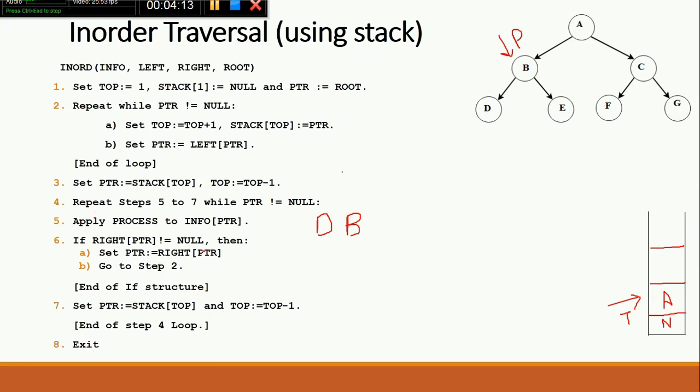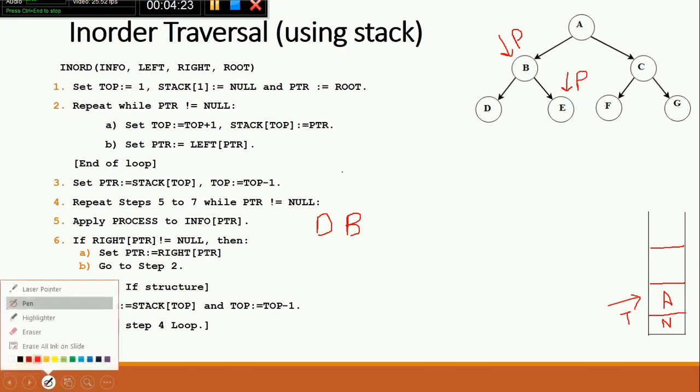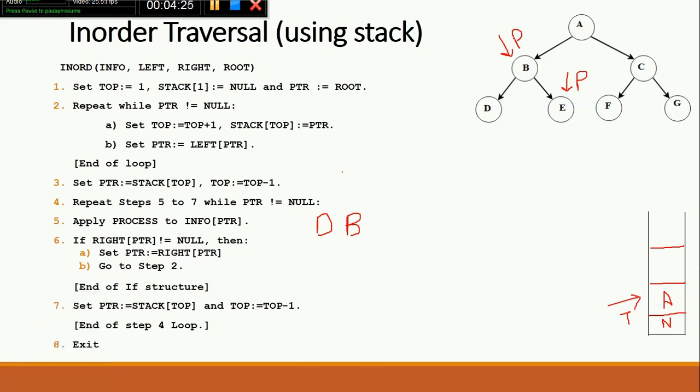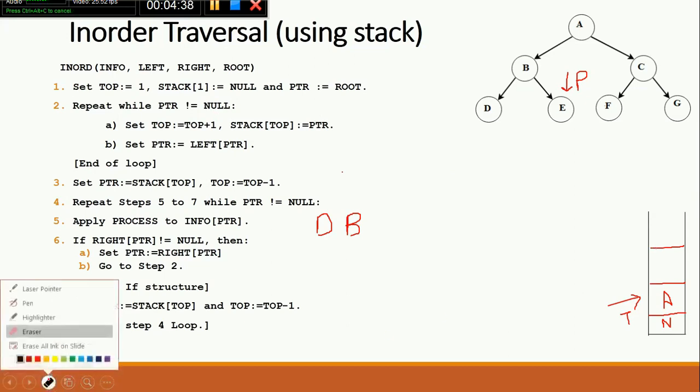It says whatever I have in the right ptr, the ptr should jump here. So ptr will just jump to the right child and go to step 2. It says go to step 2 here. Fine, so I will go to step 2. The ptr is not null. It says top is equal to top plus 1 and copy the ptr. I said okay, so E will be copied in the stack.